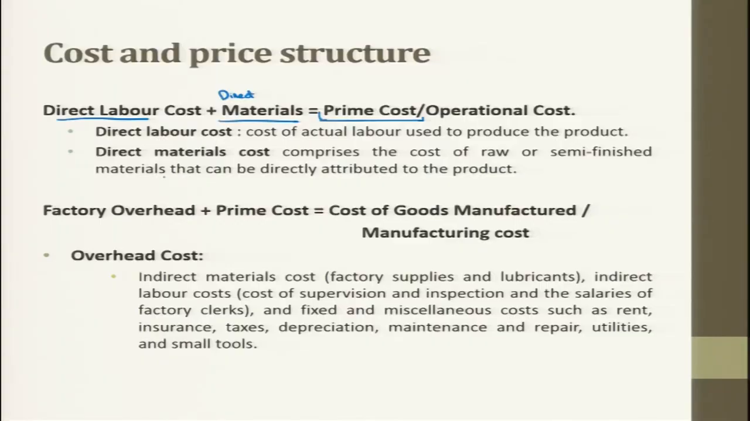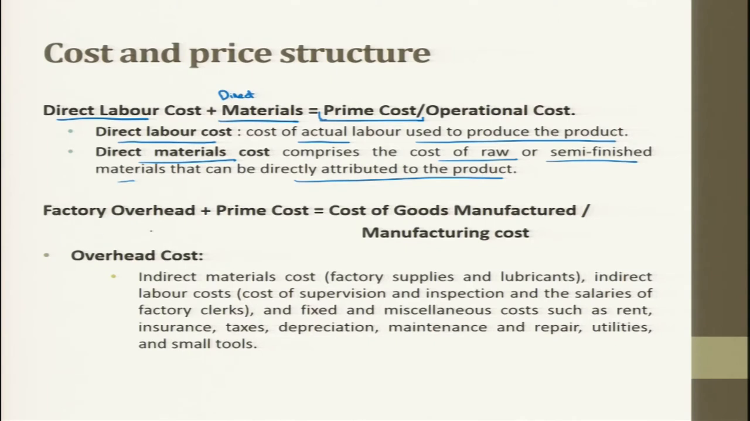Sometimes there is indirect material. There is a tool that is used to do machining on this. That tool also deteriorates. Tool wear happens. Tool wear is the indirect material that cannot be seen directly. So, prime cost is direct material plus direct labor. Direct labor cost is the cost of actual labor used to produce the product. Direct material cost is the cost of raw or semi-finished material that can be directly attributed to the product. In rapid manufacturing, we will see the cost of indirect material is very low.